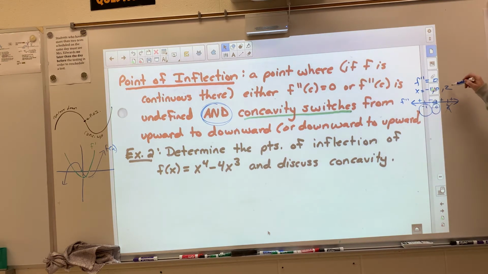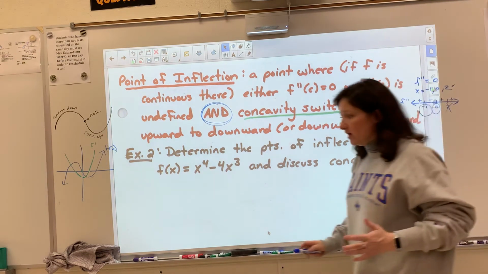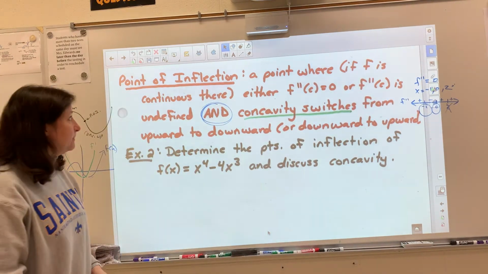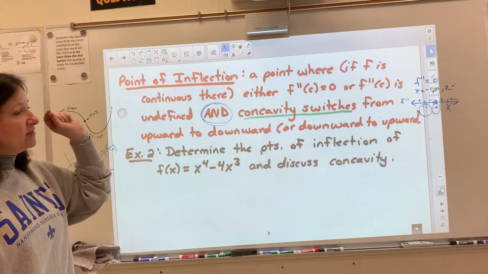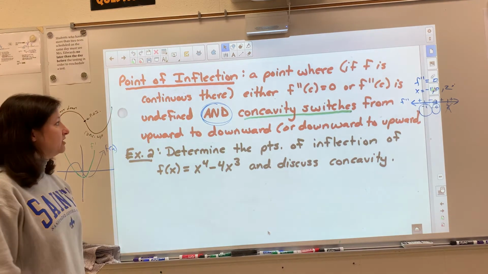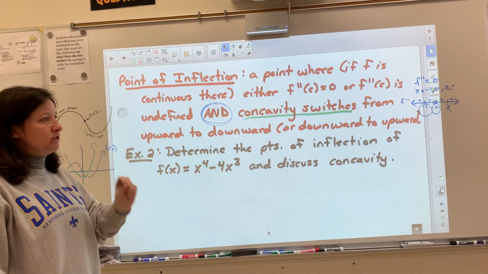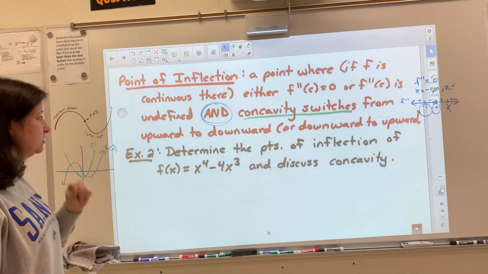But everybody who didn't do the sign test already got it wrong because they went with the first half of the problem. You have to actually check that the second derivative changes sign so you know whether or not the original switches concavity. So to be a point of inflection, it has to be where the second derivative equals 0 or undefined, and you verify that the second derivative switches sign so you know the original switches concavity.